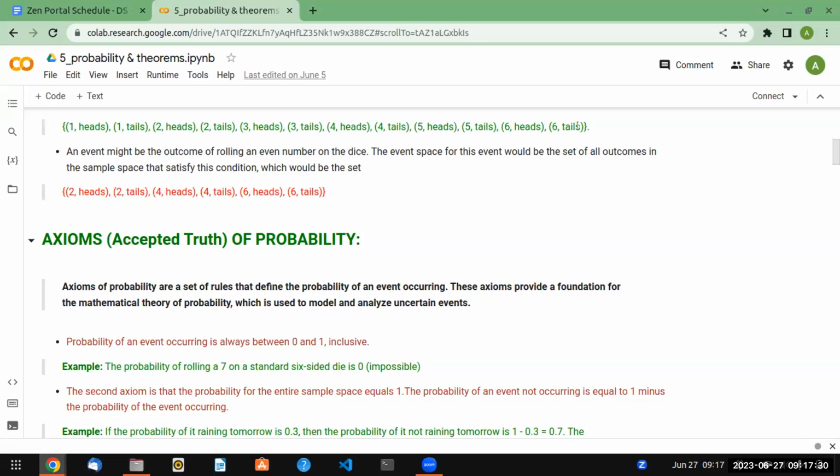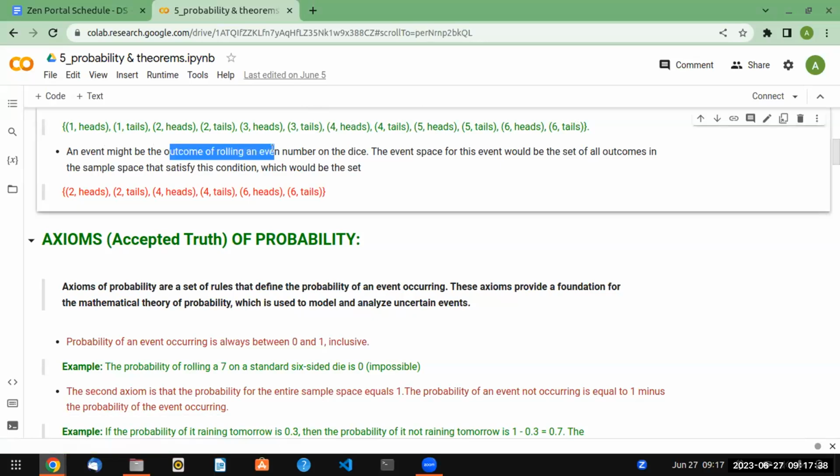Now here, what is the event? An event is specific to your requirement. An event might be the outcome of rolling an even number on the dice. This is my event. Try to understand it. So if this is my sample space, I want to calculate the probability of getting an even number on the dice when I am rolling a dice and also flipping a coin. This is my requirement. I want to know the probability of getting an even number on the dice.